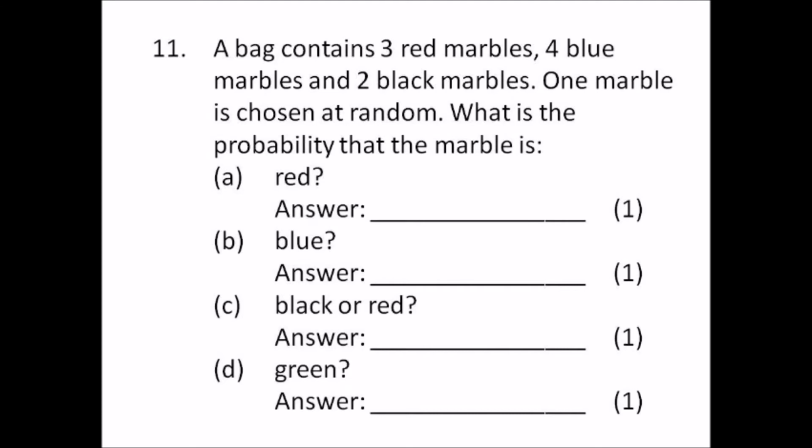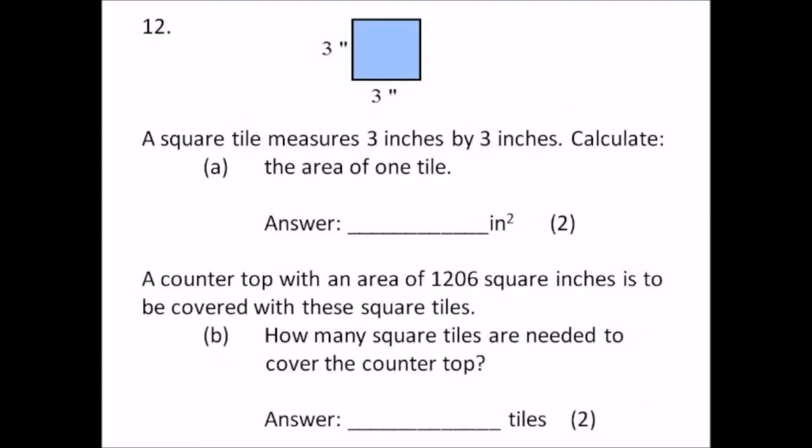Write your answer as a fraction and reduce where you need to. Go ahead. Do the probability for red, probability for blue, then black or red, and then green. Put an answer. Let's see if you can score these 4 big points. Yes, and we move on to number 12.